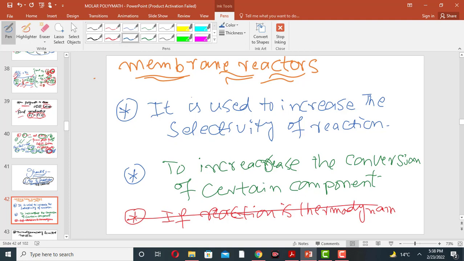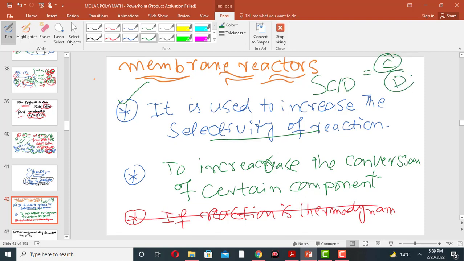It is used to increase the selectivity. One important point here is that a membrane reactor is used to increase the selectivity. Selectivity is nothing but selecting one component: we want to increase the conversion of one component as compared to the conversion of another component. For example, the selectivity of component C with respect to component D will be denoted as C divided by D.